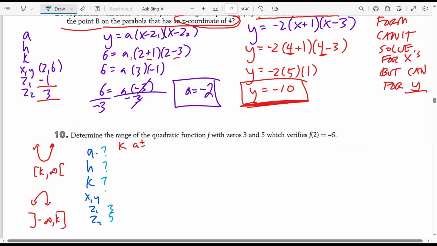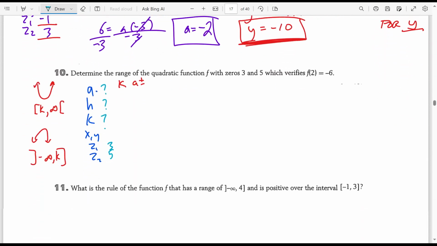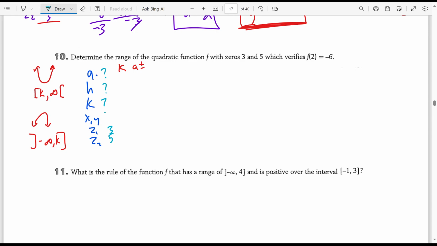What does "which verifies f of 2 is equal to negative 6" even mean? I think that gives the point. Yeah, don't overthink it. If they write it like that, literally just beneath it, it gave you an x and a y: f of 2. So for this function, when my x is 2, my y is negative 6. That's suggesting I have a point of 2 and negative 6.